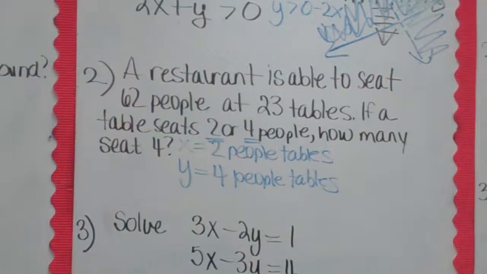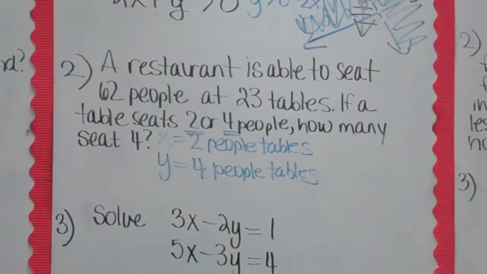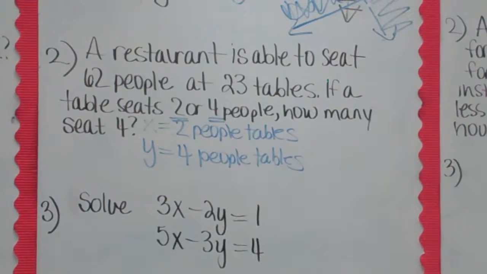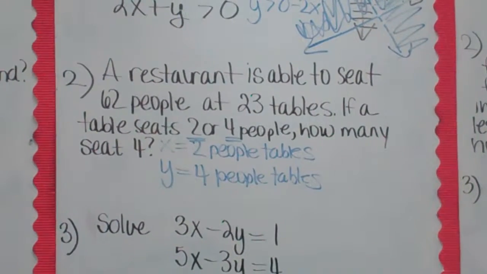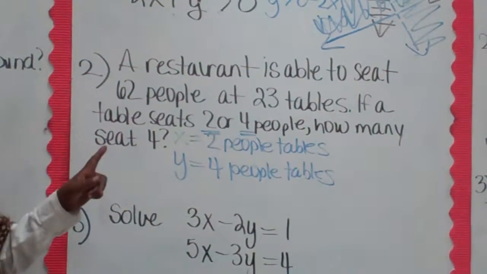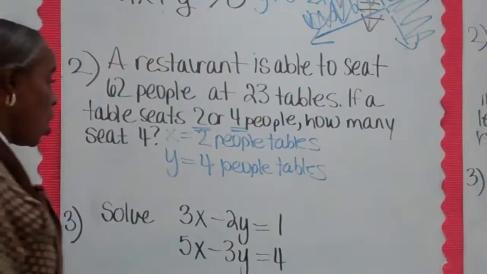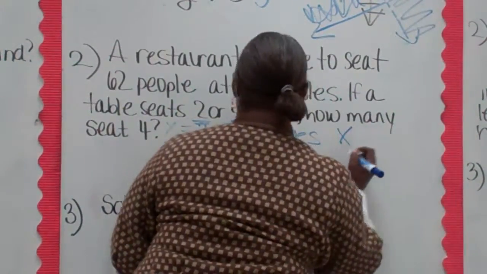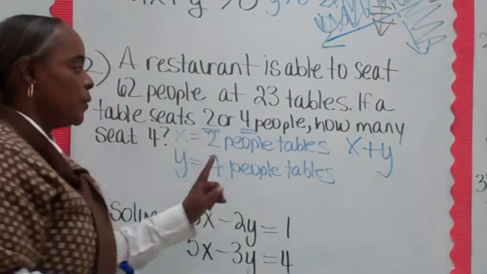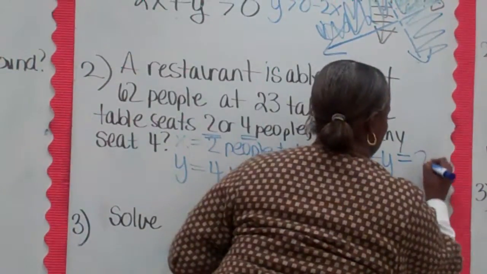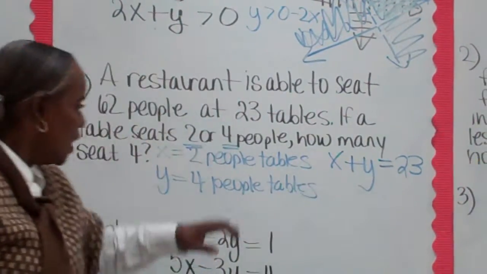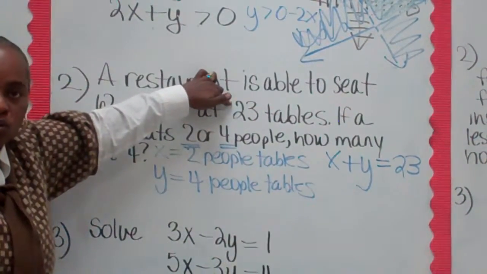Now that sounds kind of funny, but that's really in most restaurants that is the case. You have little tables where 2 people sit or tables where 4 people sit, and in some cases you have booths, but 2 or 4 people tables. Now there are 23 tables in all. So X, the number of 2 people tables, plus the number of 4 people tables, equals 23. Again, X plus Y equals 23, because there are 23 total tables.